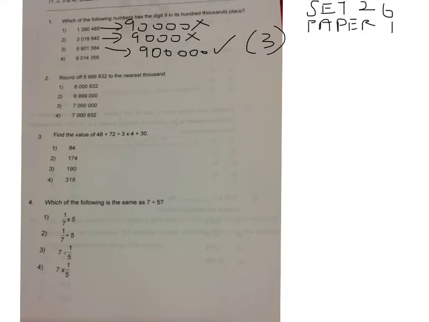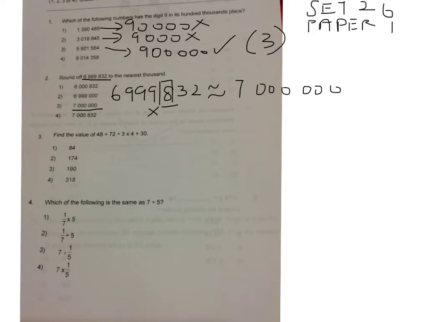Okay, we look at question 2. Round off 6,999,832 to the nearest thousand. So 6,999,832. Okay, so this is the thousands place. Okay, so it's 5 and above. So it will become plus 1, so we have 7,000,000. Okay, that's option 3. So question 2, our answer is 3.